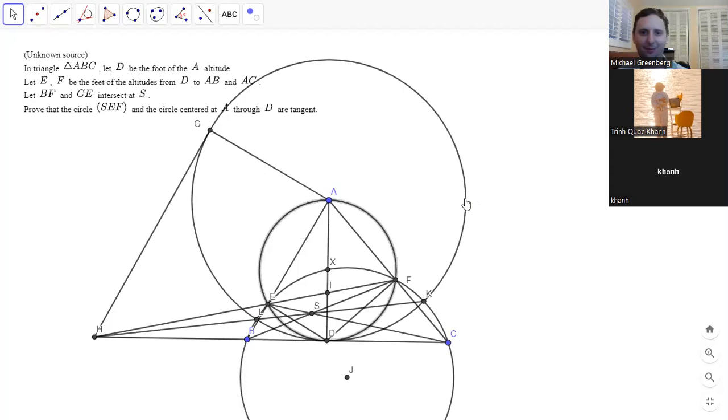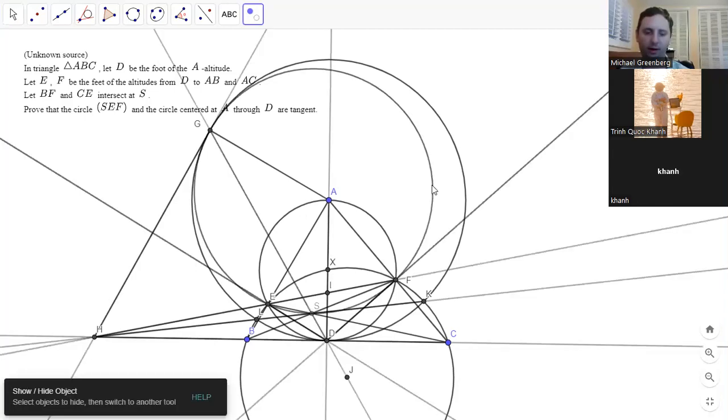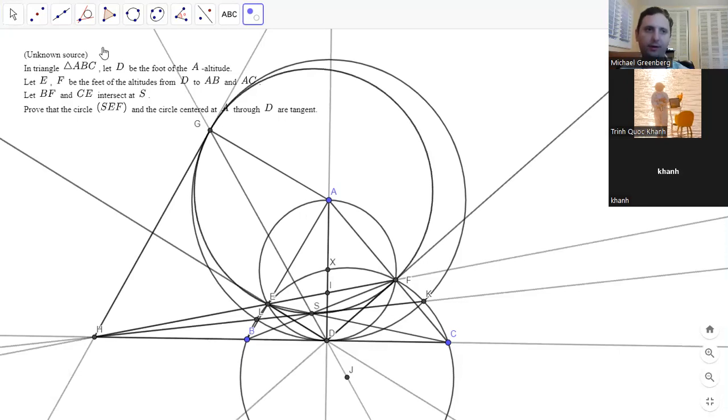Yeah, so this looks like a fun problem. So we added a lot to the diagram, but originally it's just ABC, and then we drop an altitude from A, so D is the foot of the A altitude, and then you drop the altitudes E and F from D, and BF and CE intersect at S, and then you just want to show that these two circles are tangent. So SEF, I hid that circle, but it's this circle right here, and the circle centered at A through D.